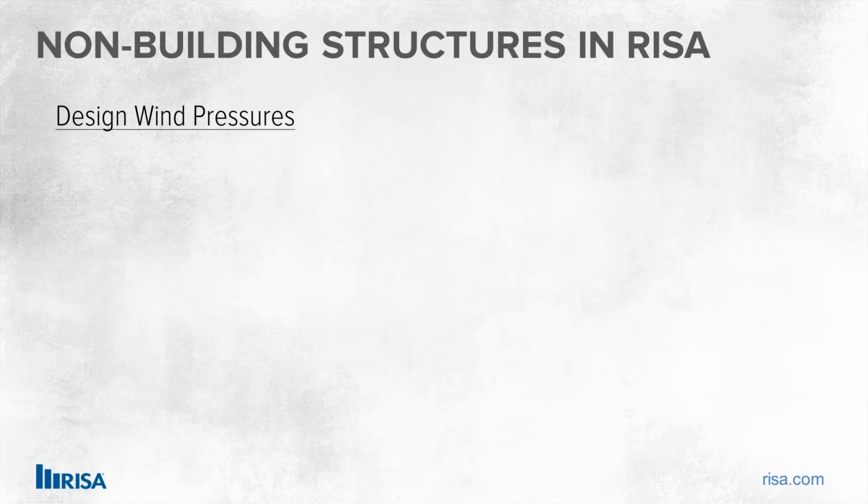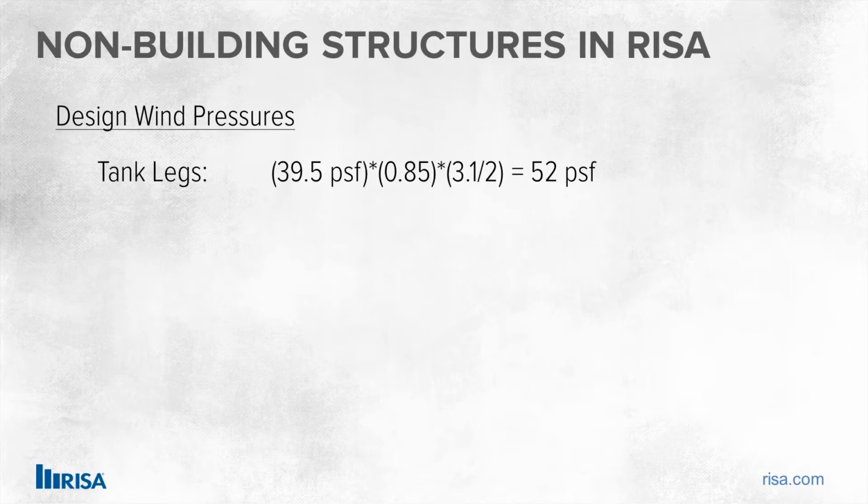Alright, now that we have that part taken care of, we can actually figure out what our design wind pressures are going to be. So we'll start with the tank legs. Now with the tank legs, we have that base pressure of 39.5. We have our gust effect factor of 0.85.